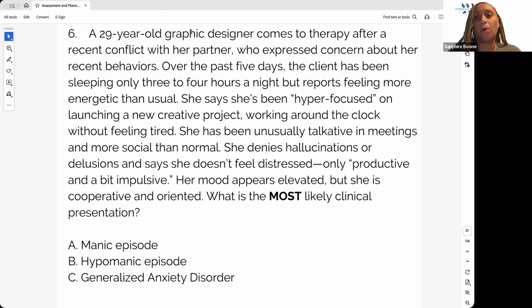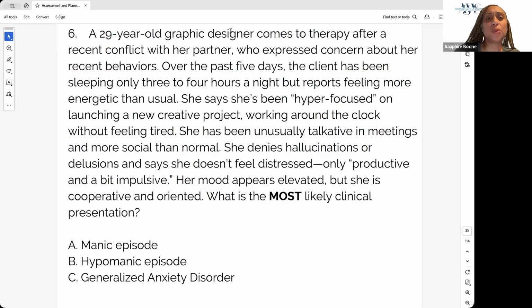I'm gonna put it on the poll, but I'm also gonna read through it just so that we can move through as many as we can get through. What is the most likely clinical presentation? If you do better when I don't talk and you just read it to yourself, just put me on mute for a second.